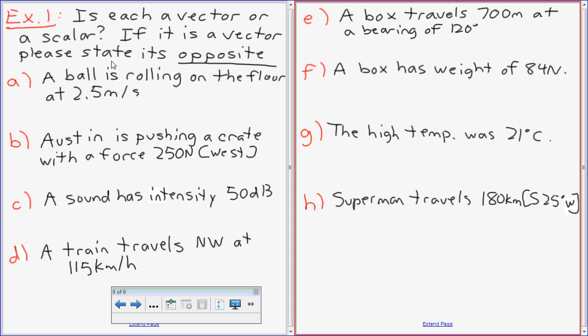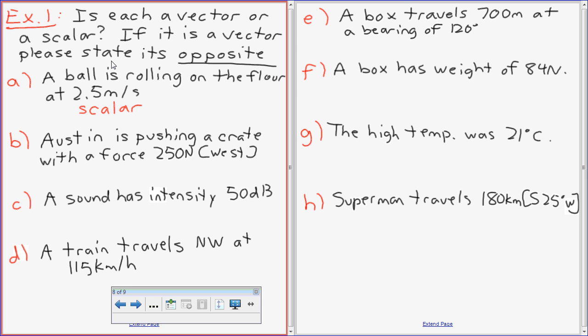Alan, go ahead. Just a scalar. There's no direction, so this one's got to be a scalar. If I say that little Jack runs at 2.5 meters per second, he could be running this way, this way, this way, straight up the wall. Who knows which way he's going? We don't know, right? Okay.